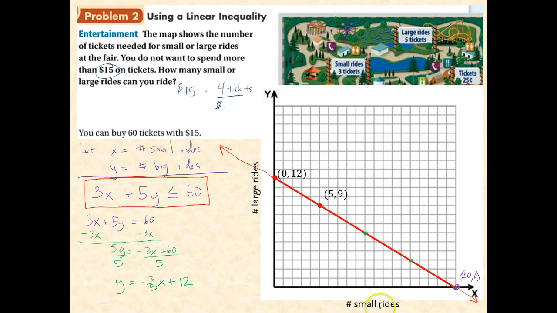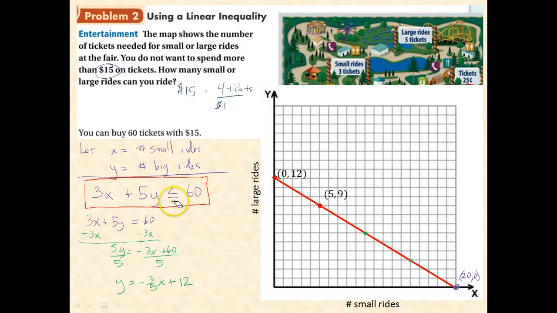The number x is the number of small rides you can go on. Can you go on -1 rides? No, you can't. Can you go on -1 big rides? No, you can't. So both x and y have to be positive. So that's why we're only in the first quadrant.